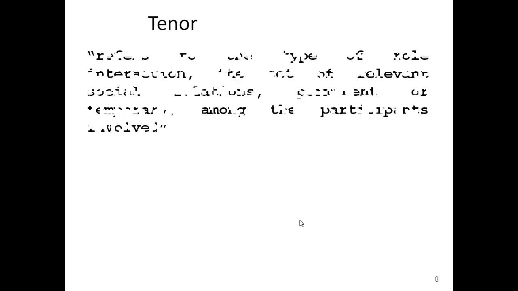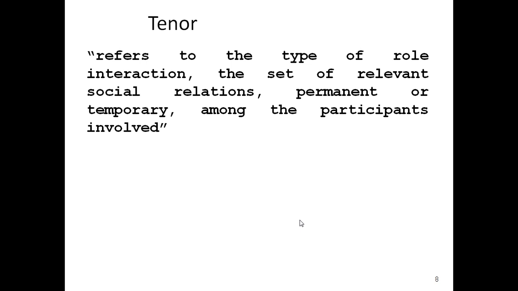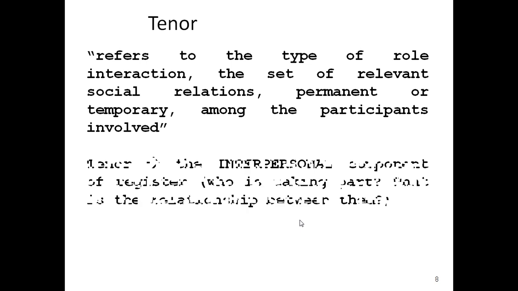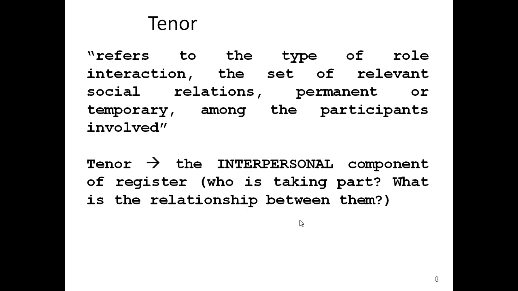Tenor. Now, this is again taken from Cohesion in English, the book by Halliday and Hasan. It refers to the type of role interaction, the set of relevant social relations, permanent or temporary, among the participants involved. So you understand very well from this quotation that tenor has to do with interpersonal relations.